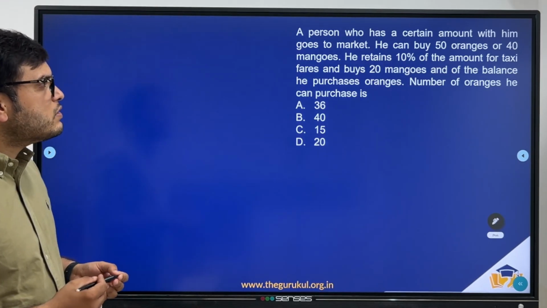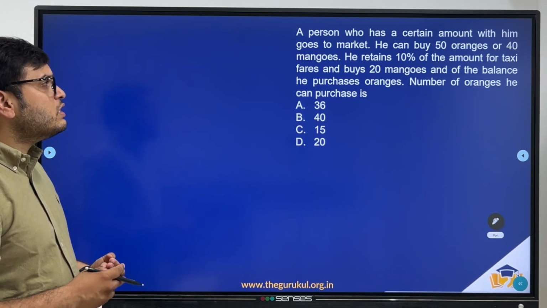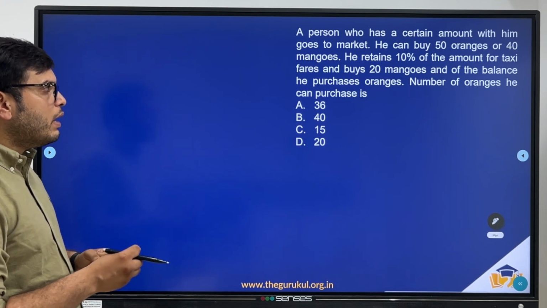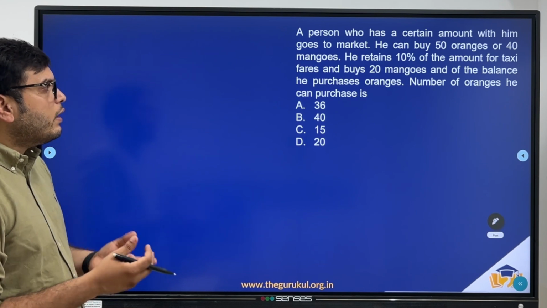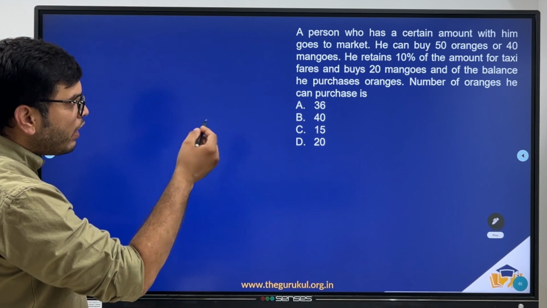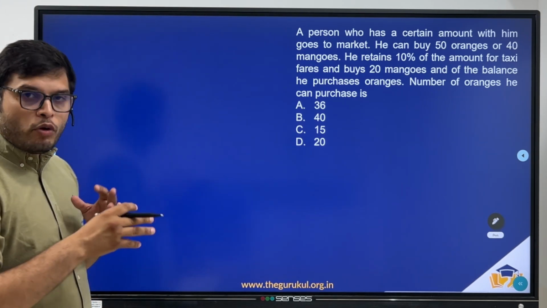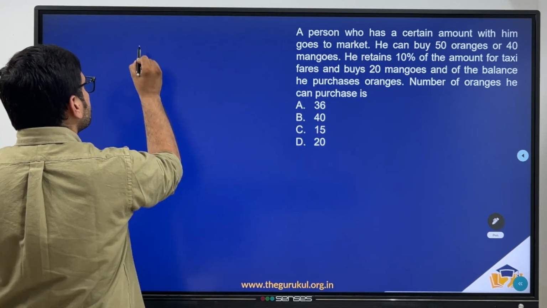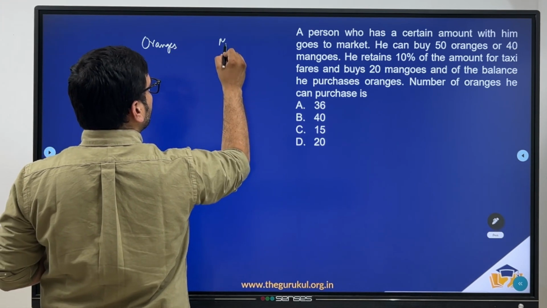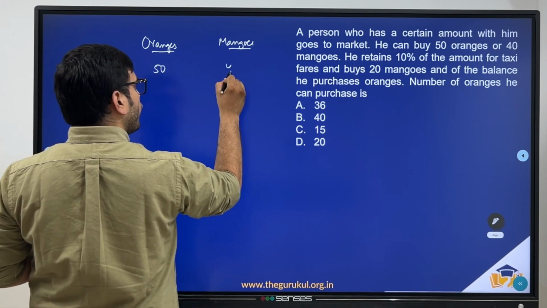A person who has a certain amount with him goes to a market. He can buy 50 oranges or 40 mangoes. He retains 10% of the amount for taxi fares and buys 20 mangoes, and of the balance he purchases oranges. Number of oranges he can purchase is. So we have that person purchasing oranges and mangoes, and with the amount that he has, he can buy 50 oranges or 40 mangoes.